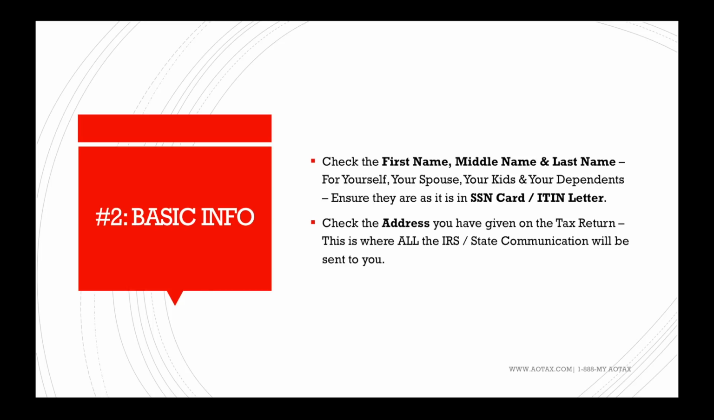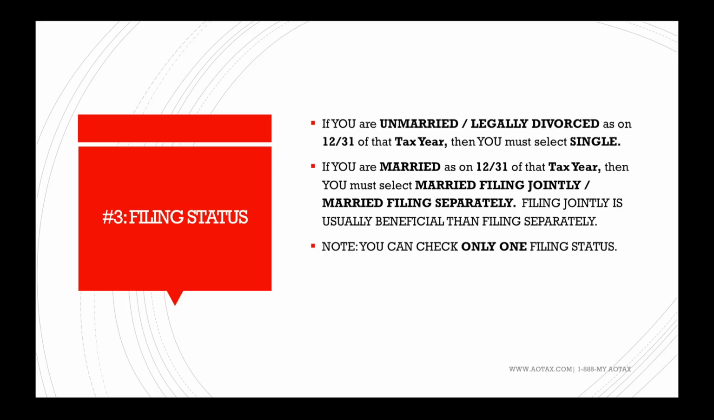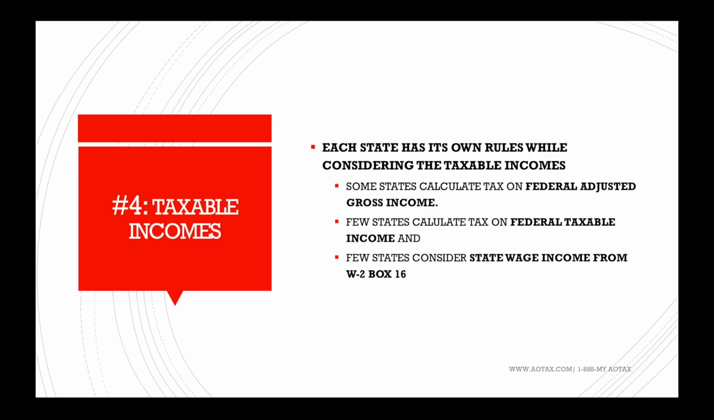Number 2, basic information. Just like how I told you in the federal tax return, make sure that your first name, middle name, last name is exactly as in the SSN card of yourself, your spouse, your kids, or your dependents. And in case your dependents don't have an SSN but an ITIN, make sure the name is also as in the ITIN letter. And make sure that the address you give on the tax return is a US address, because this is where all the IRS or the state communication will be sent. And as I said earlier, you can always avail our free managed hosting services, wherein you can give our address absolutely free.